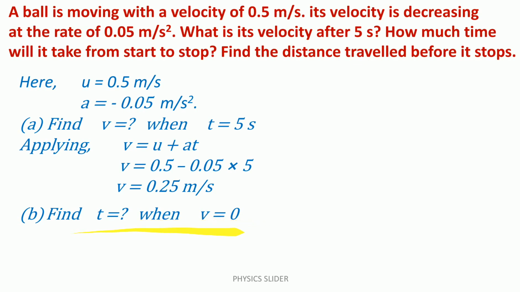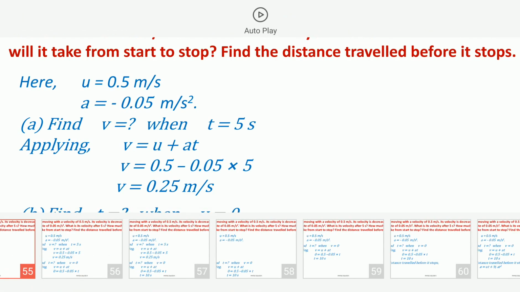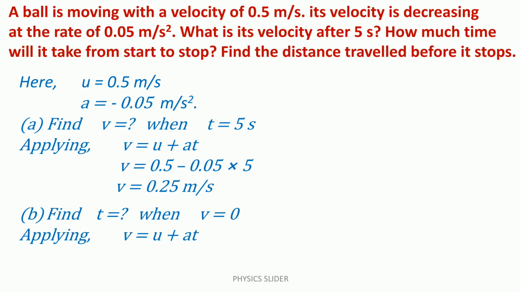So in this condition, to calculate t when v is 0, apply the equation of motion again. v is equal to u plus at. This time put the value of v as 0. Initial velocity is the same, that is 0.5, and the acceleration is the same, negative acceleration. And in this case we need to calculate the time. Put the values. The value of v is 0, the value of u is 0.5, a is minus 0.05, and the t we need to calculate. From here we can calculate t, that will be 10 seconds.